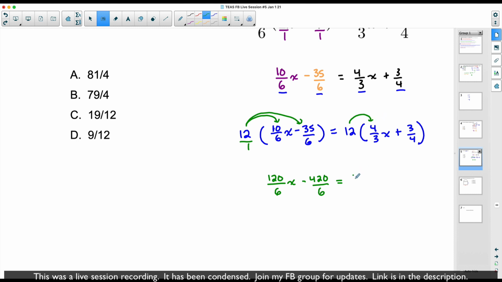12 times 4, that's going to be 48 over 3. And then 12 times 3, that's going to be 36. Let's not forget to bring our plus down. And that's going to be 36 over 4.